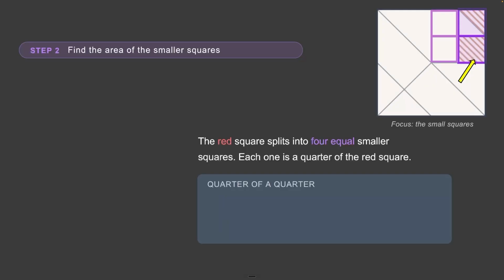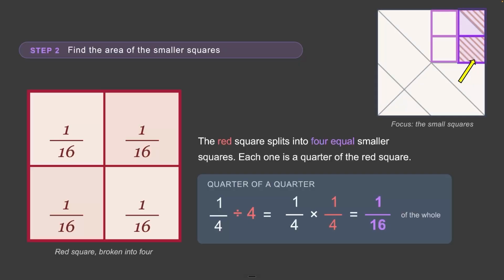How do we do that? We know the red square is 1/4th of the total. So each one of these is a quarter of this. So we divide this by 4. So that would be equal to, how do we divide? We flip and multiply. So multiplied by 1/4, that will be 1/16. So each of the smaller purple squares is 1/16th of the big orange square.